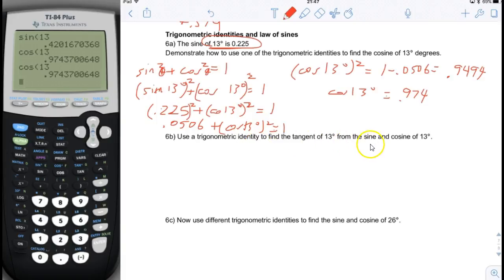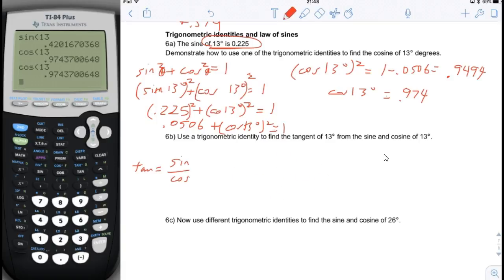Use another trigonometric identity. Find the tangent of 13 degrees from the sine and cosine of 13 degrees. Remember that the tangent is equal to sine over cosine. And let's make sure that that's true. So tangent is equal to opposite over adjacent. Sine is equal to opposite over hypotenuse. Cosine is equal to adjacent over hypotenuse. So you can see that the h's cancel out here, and sine over cosine is actually opposite over adjacent also. So that's why that works.